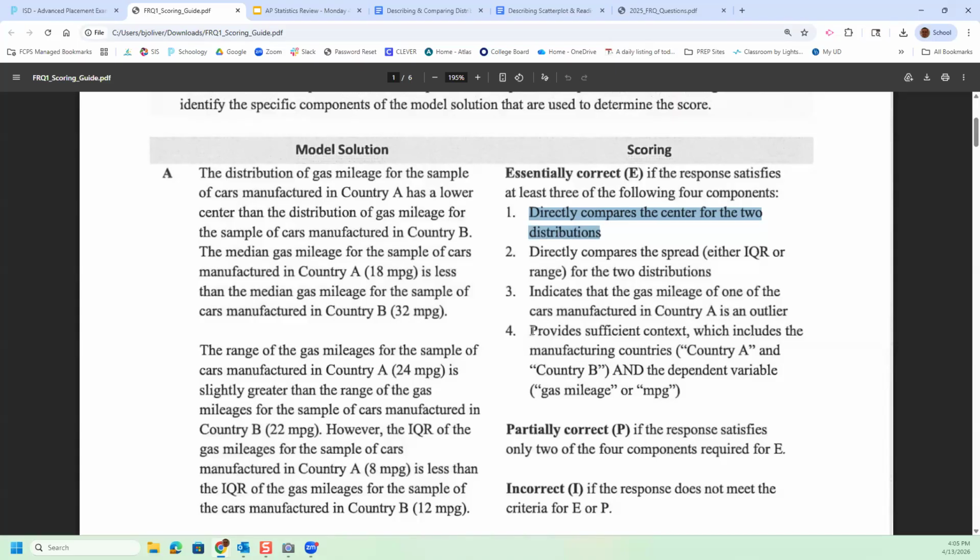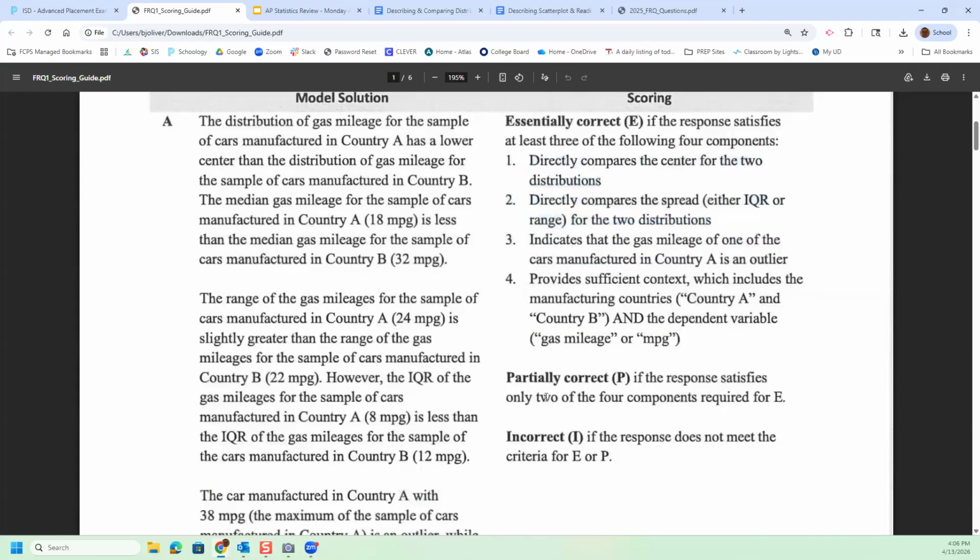But that last point is giving me context. Country A, country B, gas mileage, miles per gallon. Please be aware, this was not a normal thing. Normally, what we see, and this is the way the scoring is, you get two of these three along with four. You have to give context and give me two of the three, you get the credit. If you only give me these three, I've seen rubrics that only give you a P for that. So please make sure you give context. This one was nice because they didn't make you have to do context. Okay. Partially correct says it satisfies two of the four components. What it means is you gave me context and you compared the centers, and that's it.